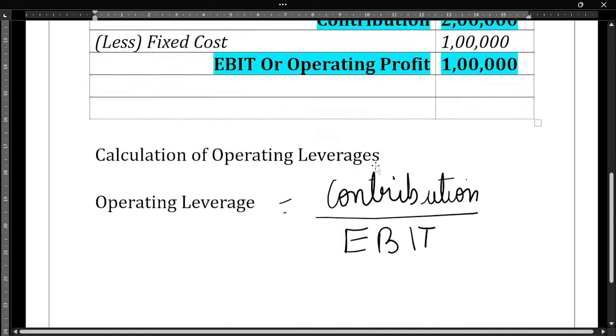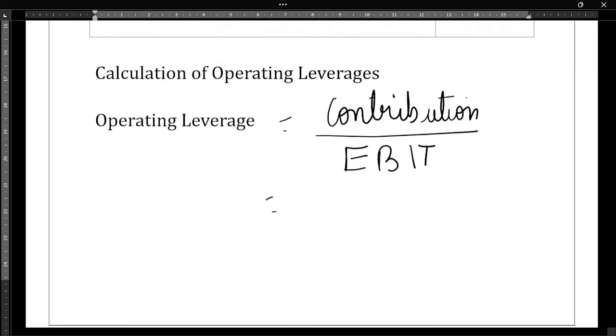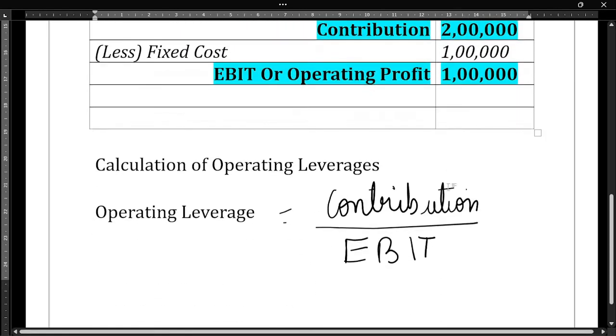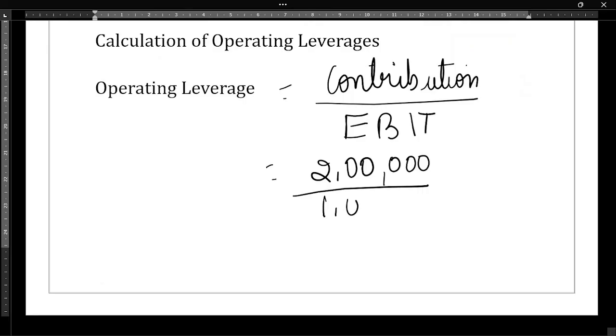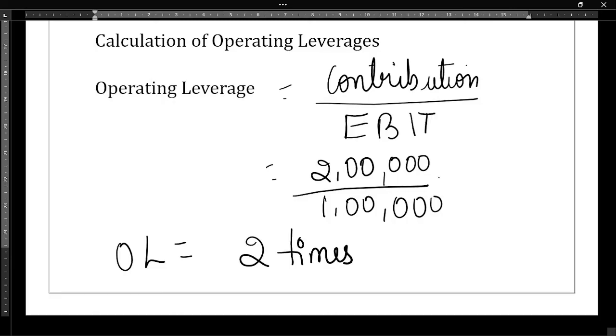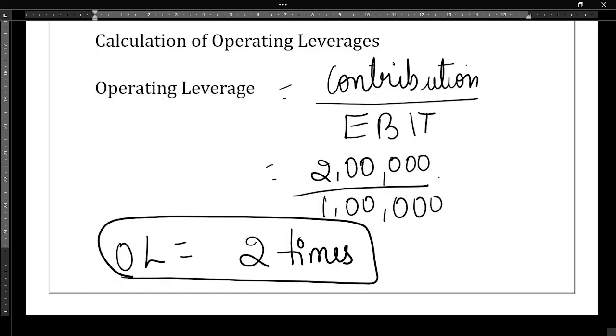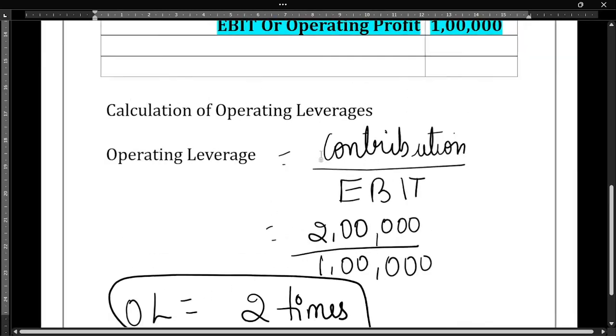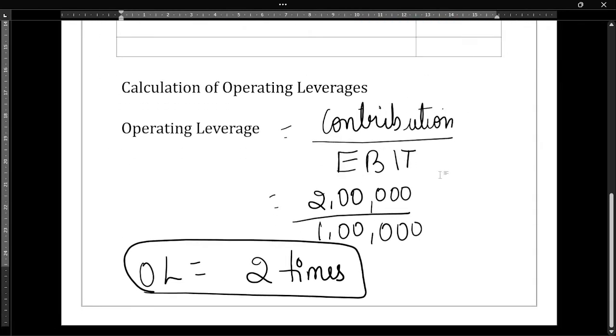How much is the contribution? Contribution is 2 lakh rupees. So that 2 lakh rupees we need to divide by EBIT. EBIT is 1 lakh rupees. So OL, operating leverage. Divide 2 lakh rupees by 1 lakh rupees, you will get the answer, that is 2. That we need to represent as times. So OL is 2 times. This is the answer. So the operating leverage formula is contribution by EBIT.